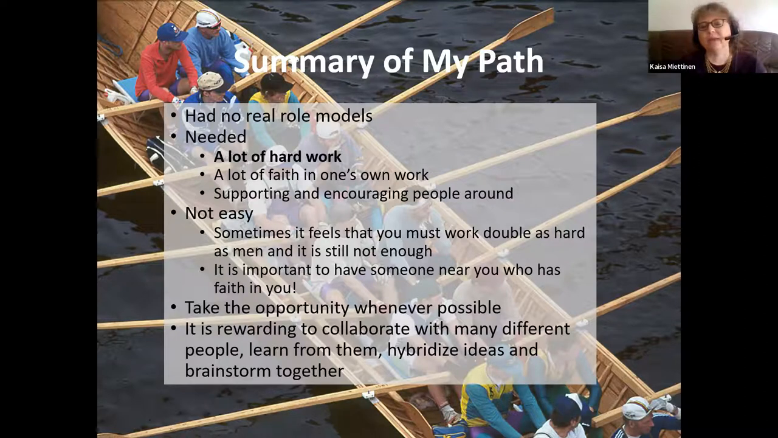And the nice thing with the research work is the collaboration with many different people, both in my own research group and with international colleagues, learning from them, hybridizing different ideas, brainstorming together, getting sometimes even really wild ideas. Sometimes they fly, sometimes they die, but this interaction with different types of people, that's a very, very nice and rewarding part of being a professor.